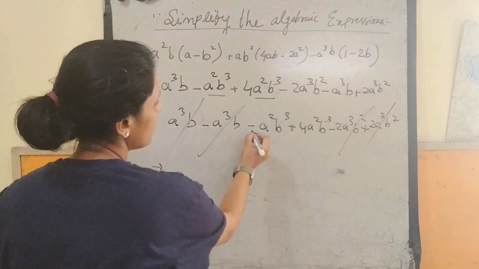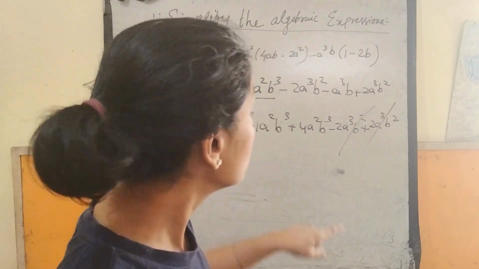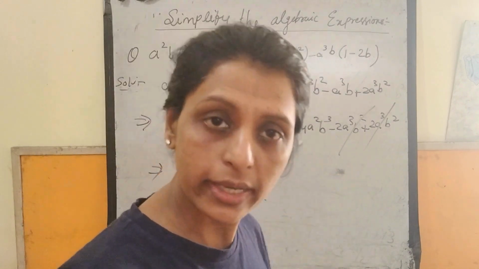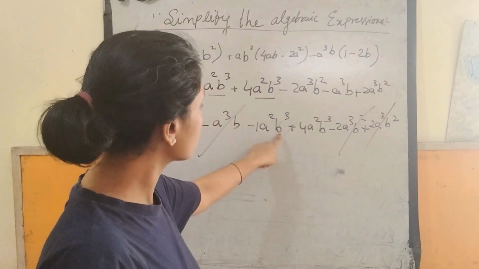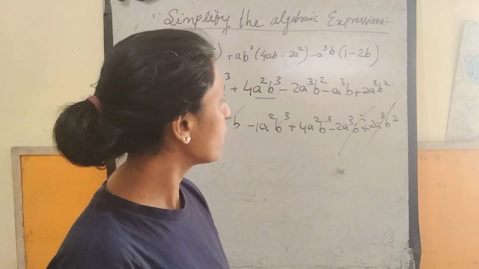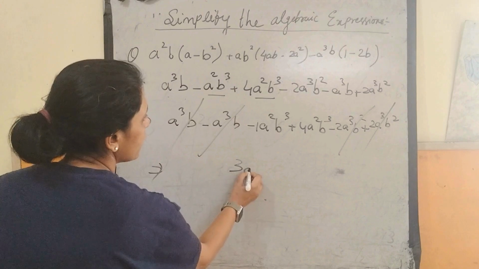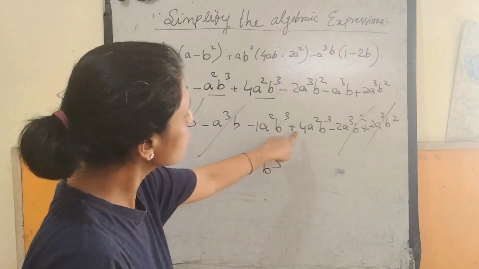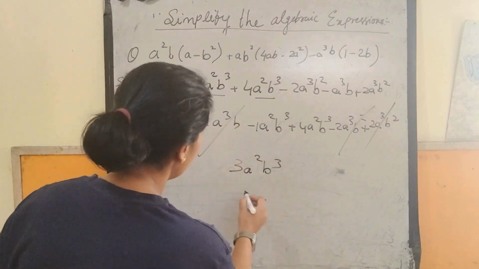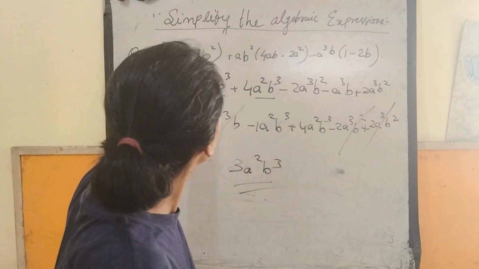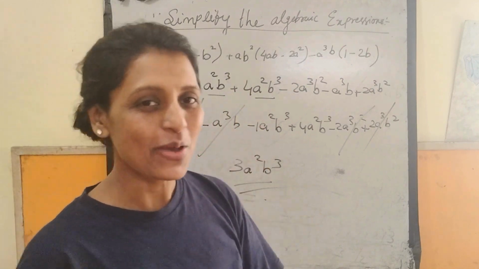Here nothing is mentioned, means the coefficient is 1. So 4 minus 1 is 3. Always remember the coefficient, the constant term, gets added or subtracted, and the variable remains the same. So minus a square b cube plus 4a square b cube, plus minus is minus, so we will get 3a square b cube. Why is it positive? Because 4 is bigger than 1 and it is having a plus sign. Okay, so it is simplified. The whole expression got simplified, and the answer of this is 3a square b cube.